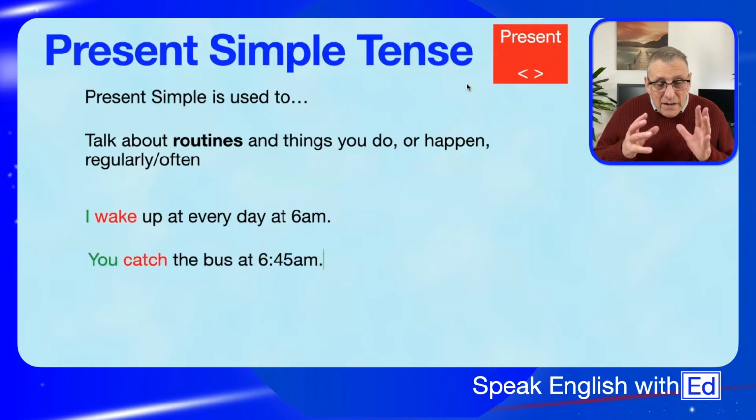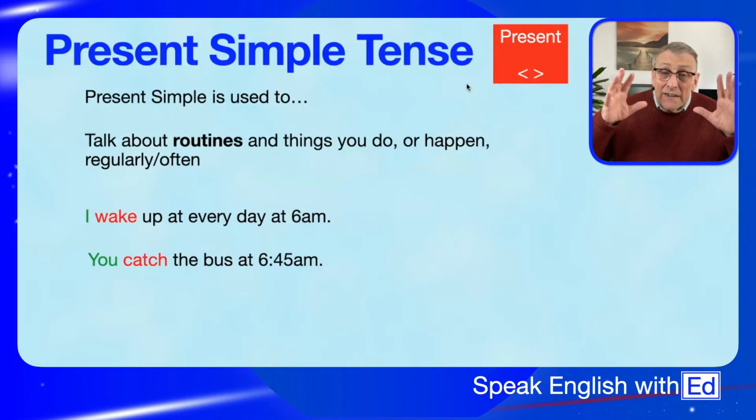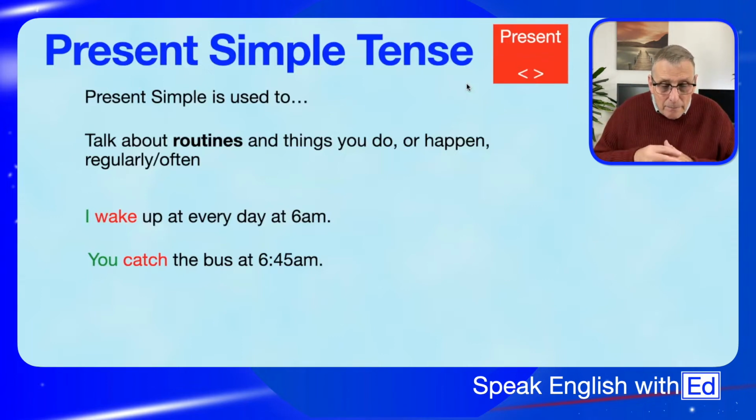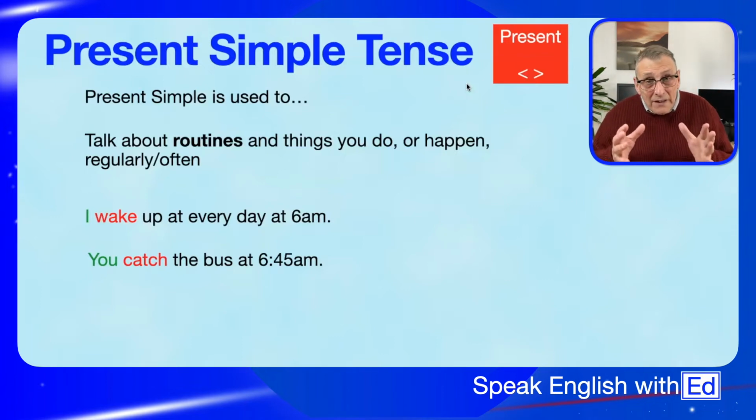We can always say, putting in a different subject here, you catch the bus at 6:45 a.m. every day. You do it every day. It's a routine. You might get a newspaper on the way to the bus stop. You do it every day, so it is a routine. And you talk about that in the present simple tense.